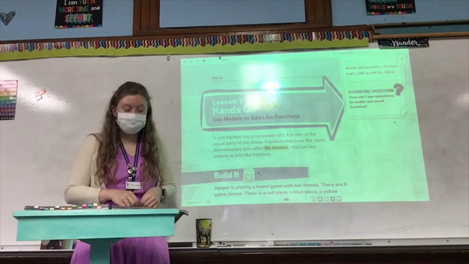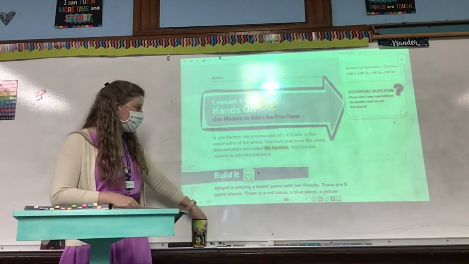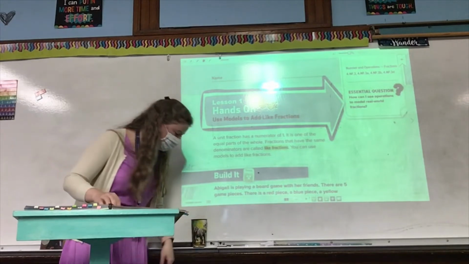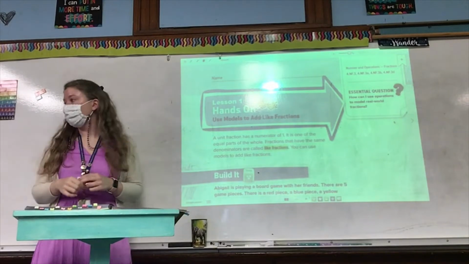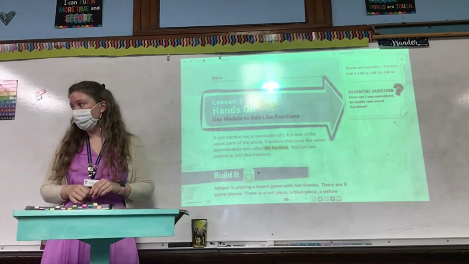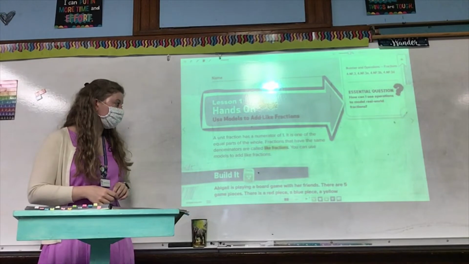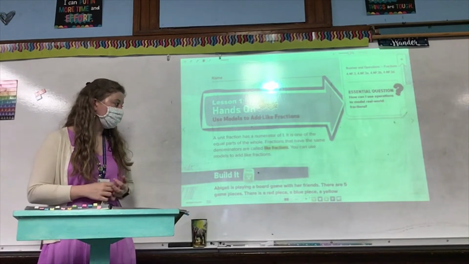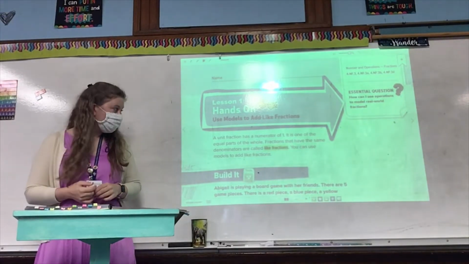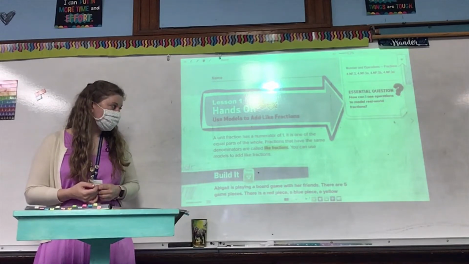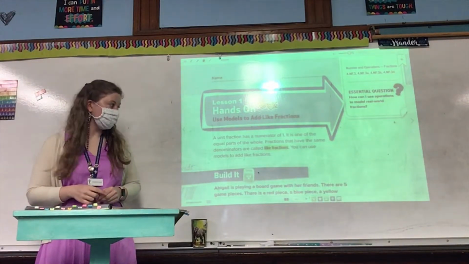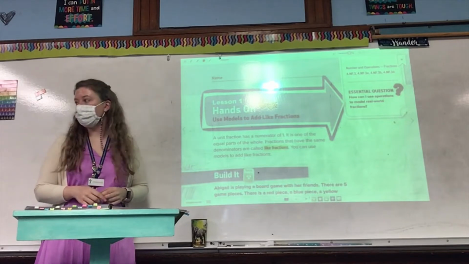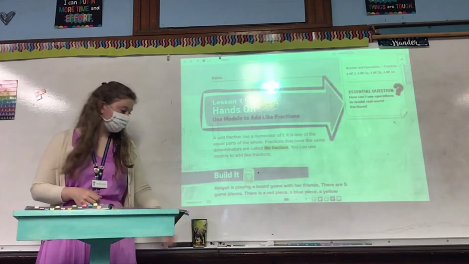Okay, so first, read the sentences under the title. Kingston. A unit fraction has a numerator of 1. It is one of the equal parts of the whole. The fractions that have the same denominators are called like fractions. You can use models to add like fractions.